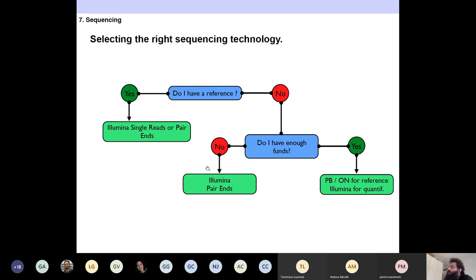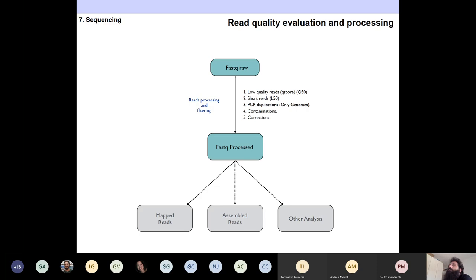So more or less, the way you need to decide will be something like this. Do you have a reference? Yes: Illumina single reads or paired reads, depending on how complex your reference is. If you don't have the reference and you have enough funds, use PacBio or Oxford Nanopore to create a reference, and then Illumina for quantification. Or if you don't have enough funds, Illumina paired reads is what you have. So let's move with that, okay?